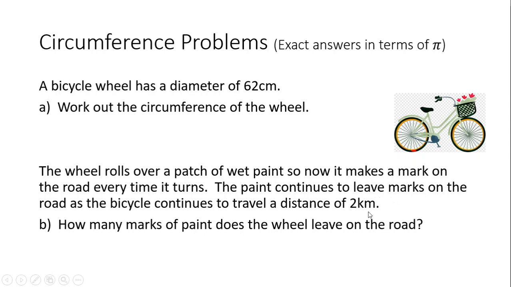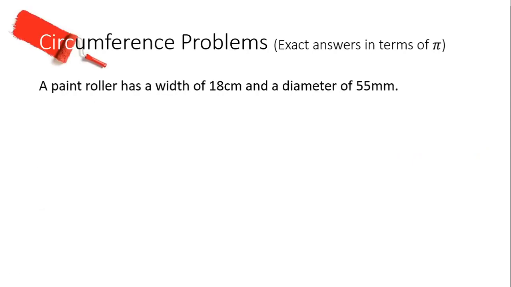So how many rotations are there in 2 kilometers? Think about what one rotation is. How many of those fit in a 2 kilometer distance? Right? Example 3. A paint roller has a width of 18 centimeters and a diameter of 55 millimeters.